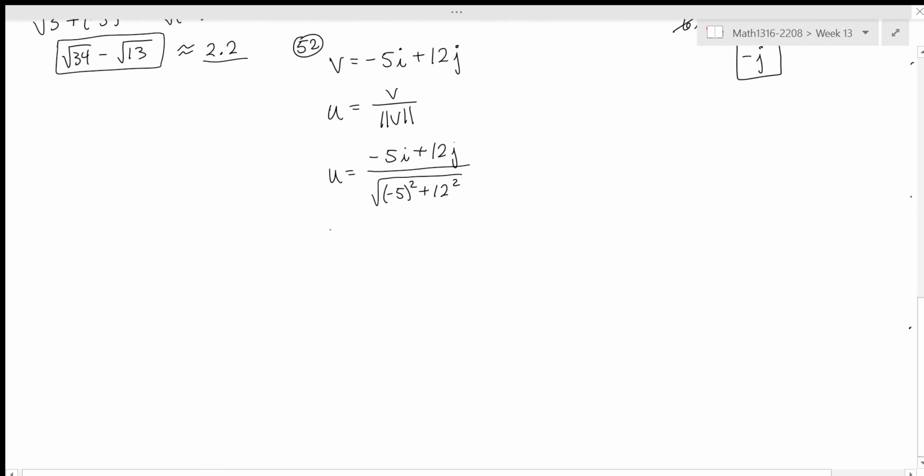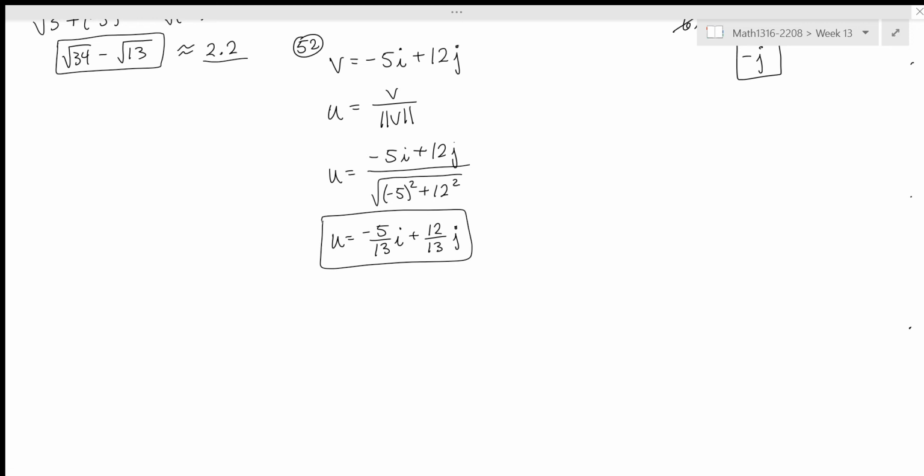And so now we know the unit vector is going to be negative 5/13 i plus 12/13 j. And the reason that I split it up into two separate fractions is so that it's in standard form. I can now see what a is and what b is. Any questions? Anybody?